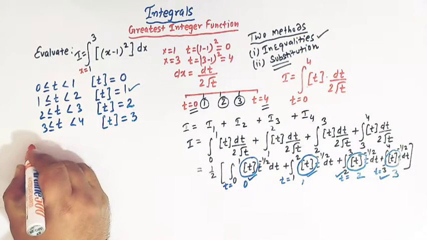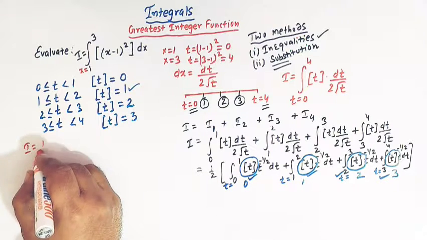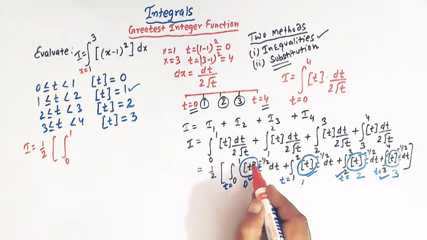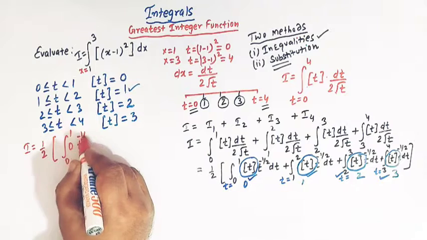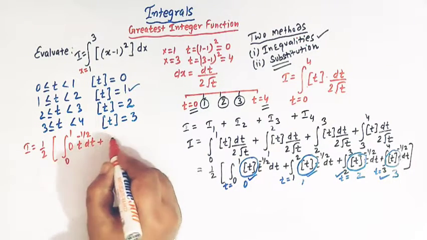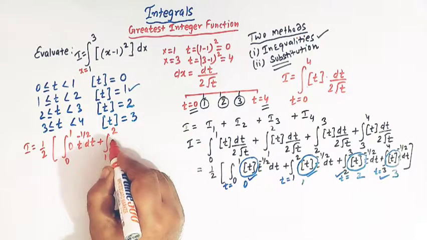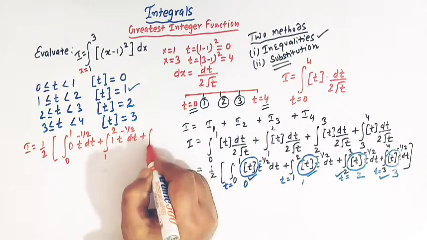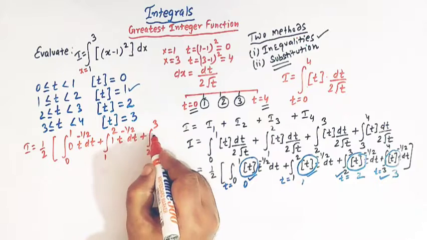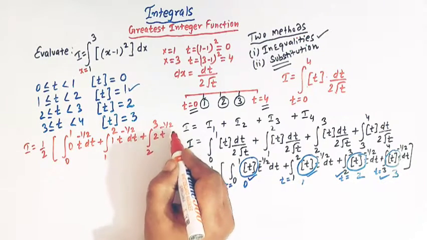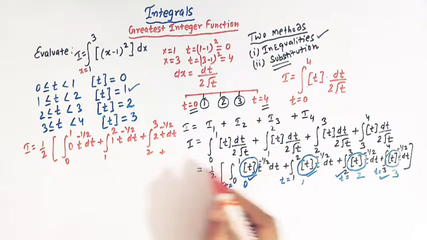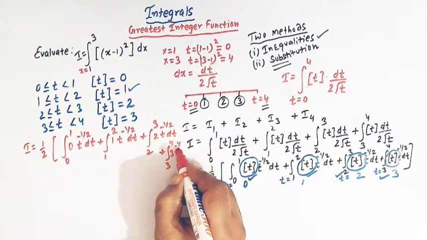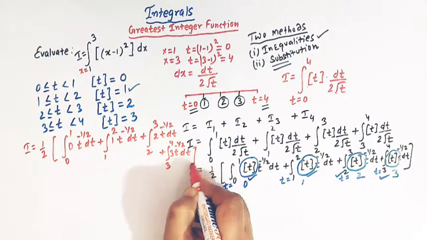So now this expression I can be written as half, then the integral from 0 to 1, greatest integer of t is 0, times t raised to minus half dt, then from 1 to 2, here we have 1 times t raised to minus half dt, and then from 2 to 3, here we have 2 times t raised to minus half dt, and the fourth one is from 3 to 4, 3 times t raised to minus half dt.